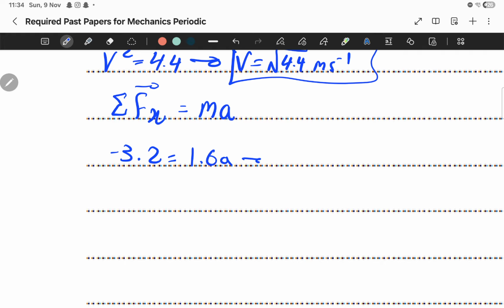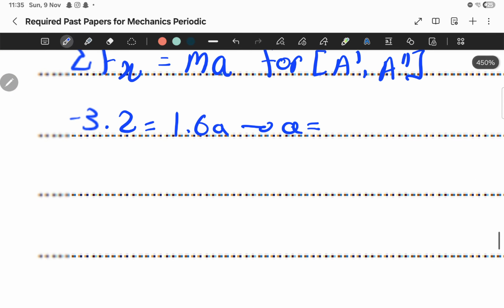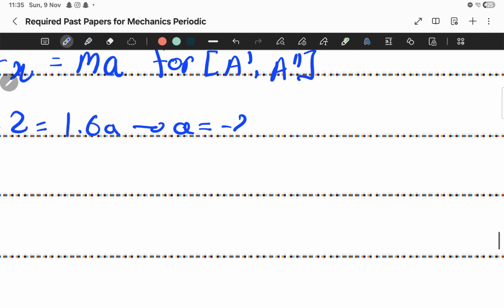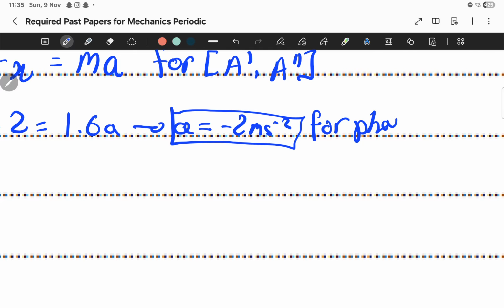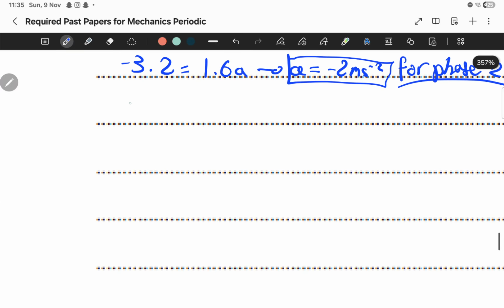This is in phase 2, let's say the interval of A prime to A prime prime. A is equal to, here, divided, you'll get negative 2 for phase 2. So it's constantly decelerating at this rate. Now, obviously it stops moving at A prime prime.